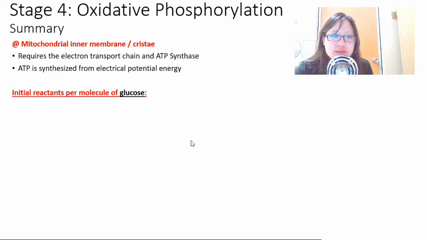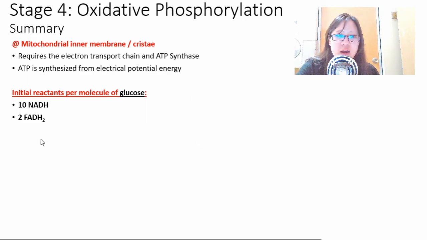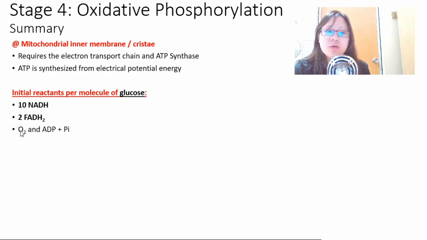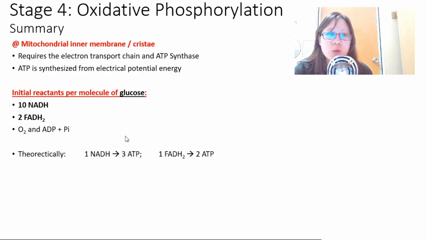ATP is synthesized. Here is a list of reactants and products again. The initial reactants are 10 NADH and 2 FADH2. These are products of stages 1, 2, and 3 per molecule of glucose that we calculated just now, and also oxygen as well as ADP and inorganic phosphate.